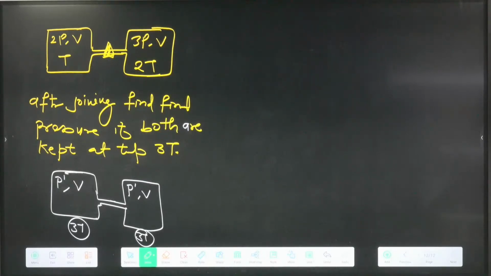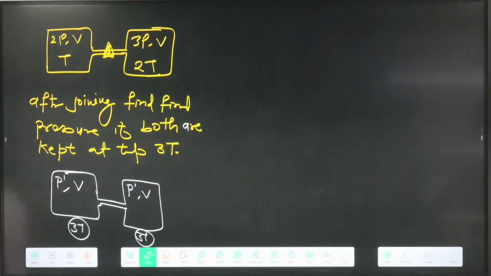21P by 4 is correct. 21P by 4 will be the correct answer here.